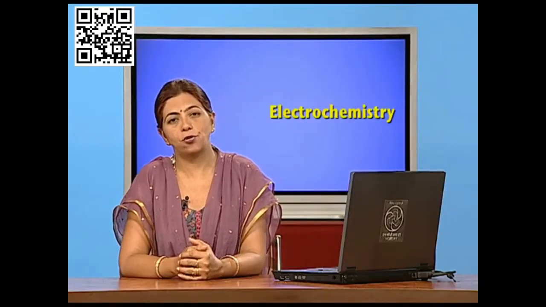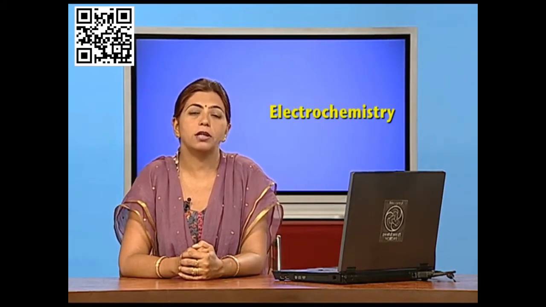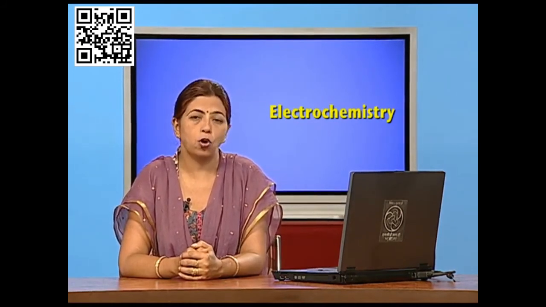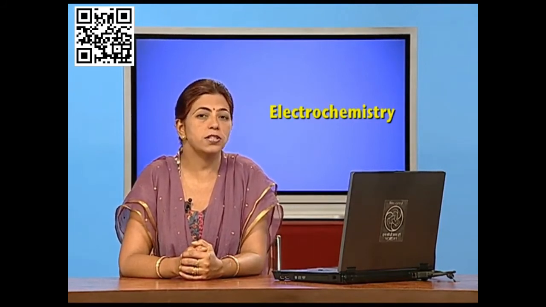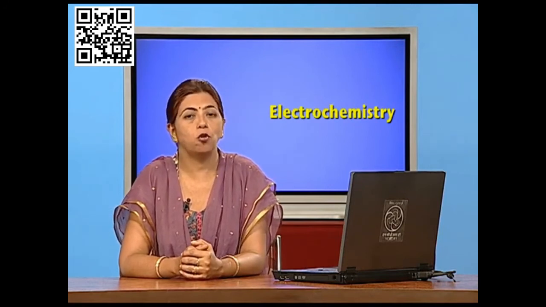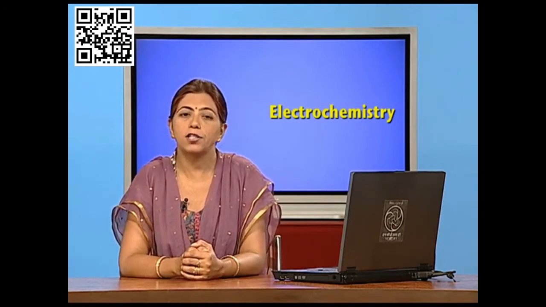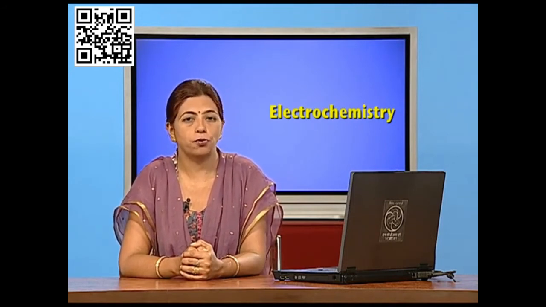Concentration of the electrolyte. If the electrolyte is concentrated, the conductance will be less because the motion of the ions will be restricted. But if it is dilute, if the concentration is less, then the volume will be more and ions will move freely and hence the conductance will be more.